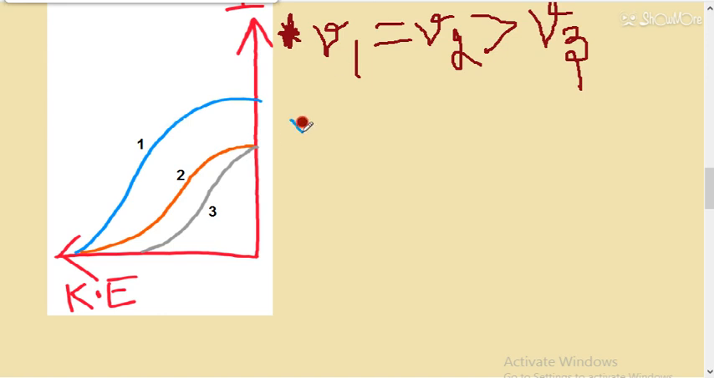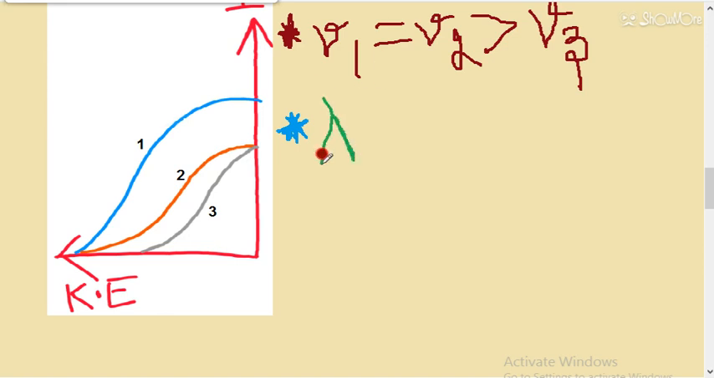Now I have to find the wavelength. If the two kinetic energies are same, then their wavelength will also be the same. Lambda 1 and lambda 2 will be the same because kinetic energies are the same for these two cases. And for lambda 3 the wavelength will be greater because its kinetic energy is less. So wavelength is greater, kinetic energy is less. So this will be the relation. The rest will be the opposite of the frequency relation. Wherever it is equal it will remain equal, the rest will be opposite.